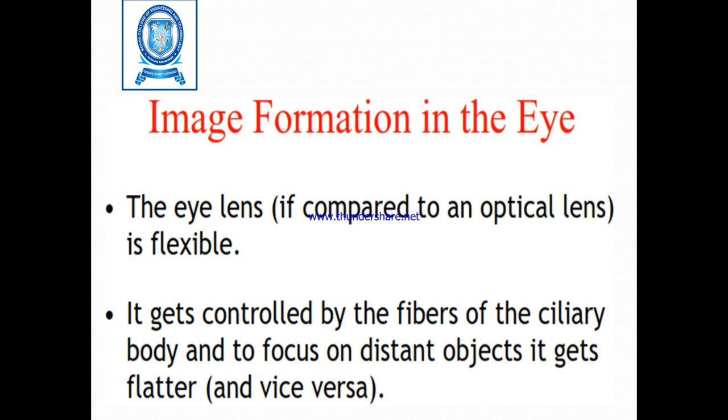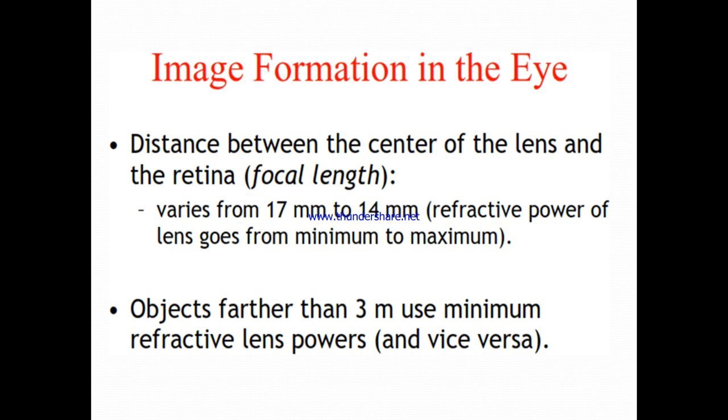So you can see that the eye lens is flexible and it is controlled by the fibers of the ciliary body. The ciliary body is like a small nerve system. Okay, so the ciliary body holds the eyeball in place. The minimum and maximum distances of our eye's focal power are also given, varying from 17 millimeter to 14 millimeter. Okay, for objects farther than 3 meters, we have to choose refractive lenses.